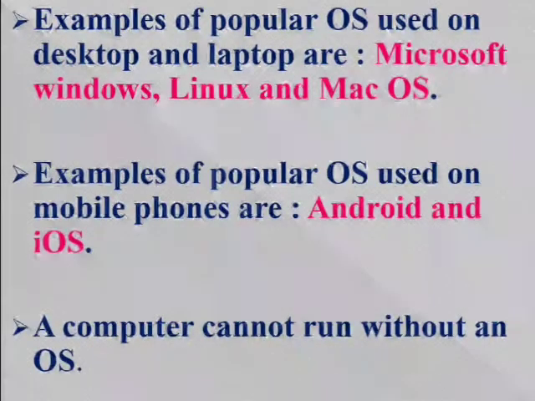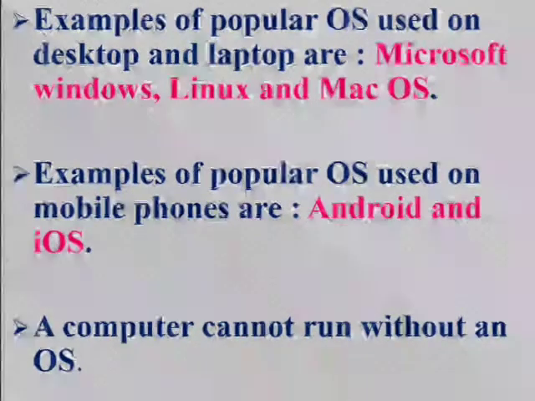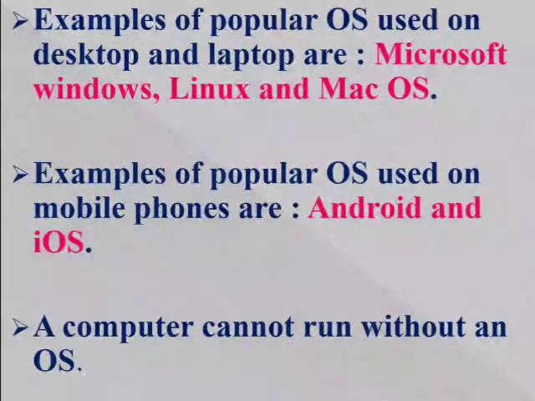Some examples of popular operating systems used on desktops and laptops are Microsoft Windows, Linux and Mac OS. Do you know which operating systems are used on mobile phones? They are Android and iOS. A computer cannot run without an operating system.